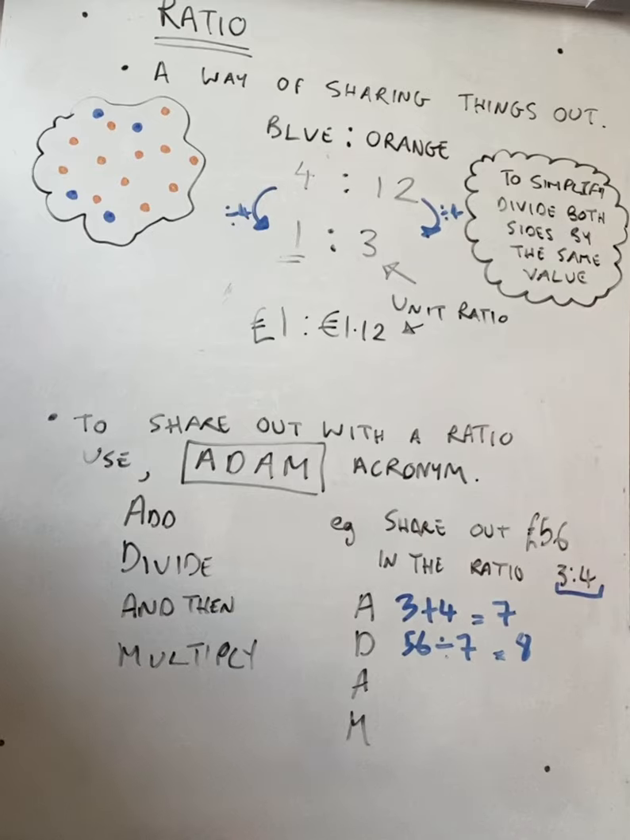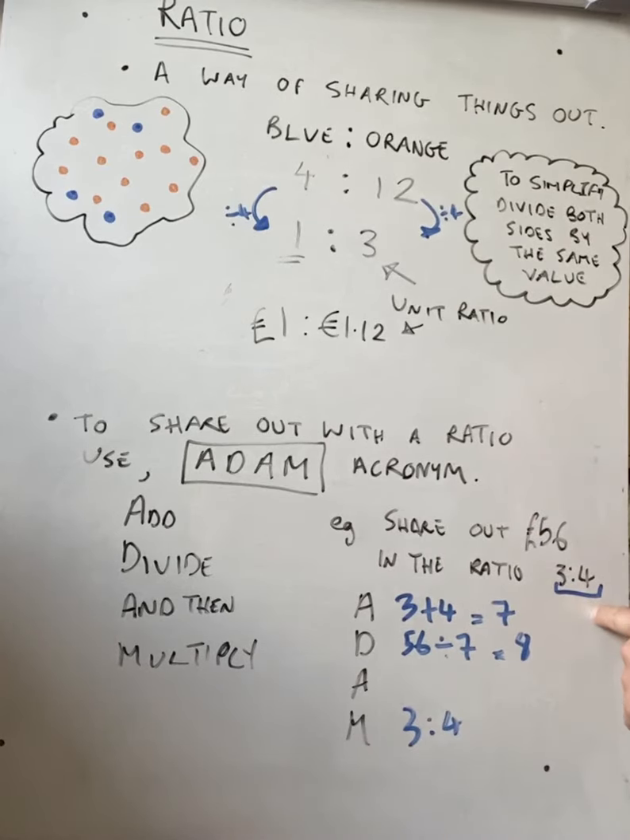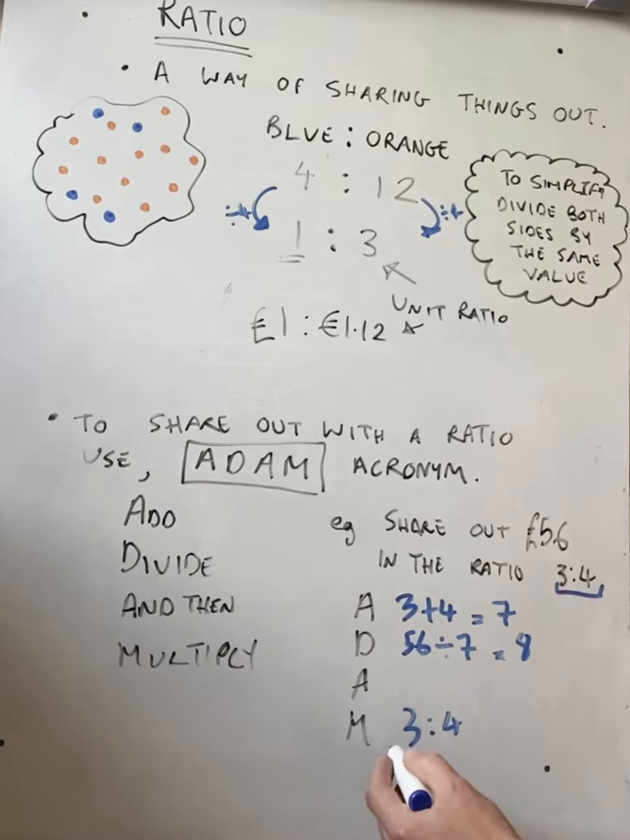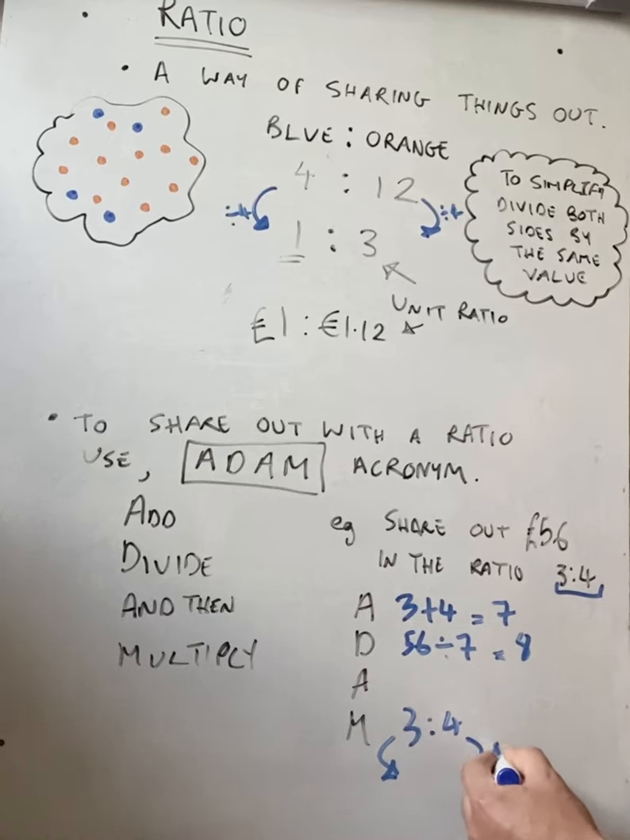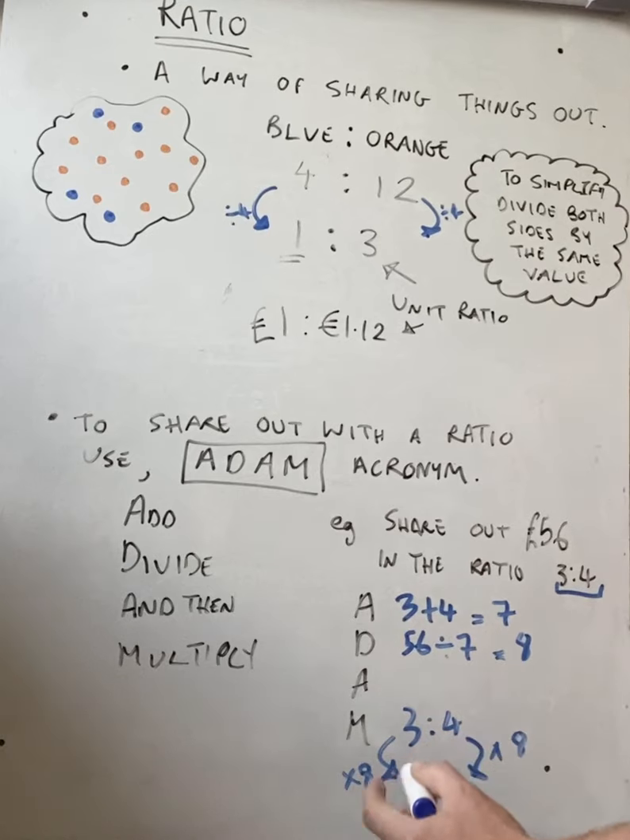So the multiply bit means we start off with our ratio and keep them in the same order. 3 to 4 is not the same as 4 to 3. So we have to keep them in the order that they are within the question. And then we're going to times both sides of our ratio by 8. So we're using the same principle as the simplifying and cancelling down. We can times both sides of a ratio by a constant, by the same value, and it keeps the ratio in proportion. So if I do 8 times 3, that's 24. And if I do 4 times 8, that's 32. And there is my answer, 24, 32.